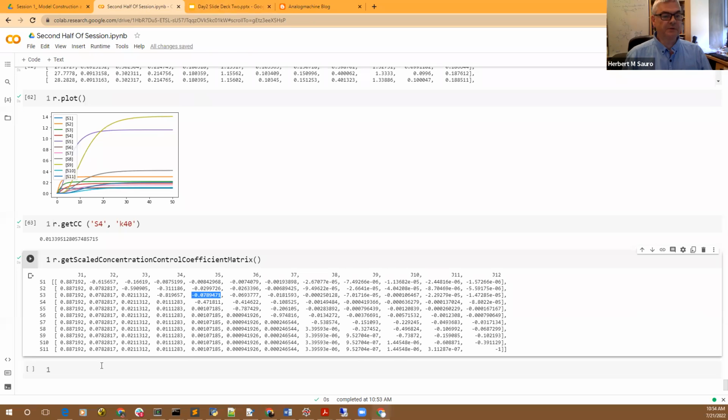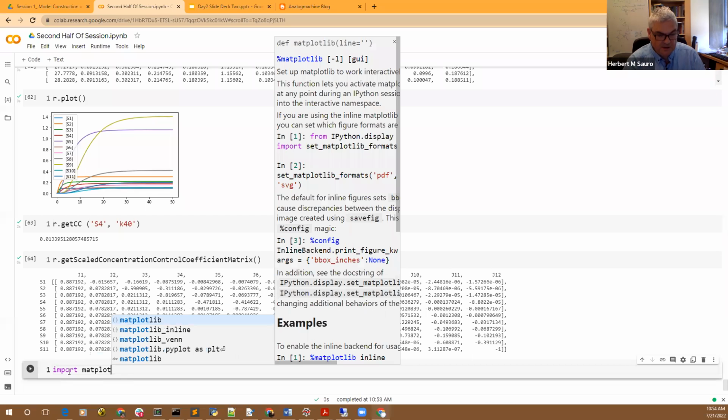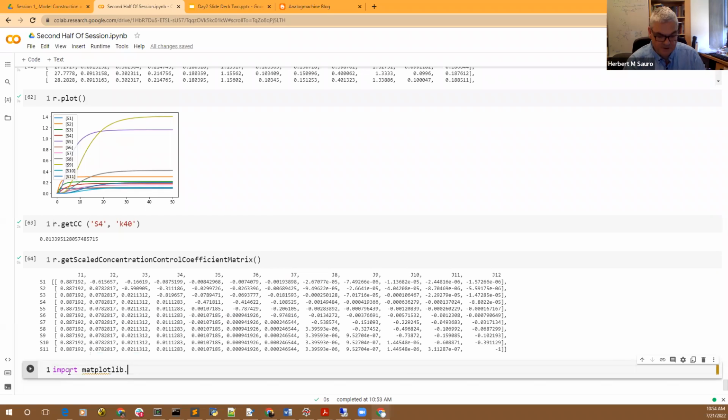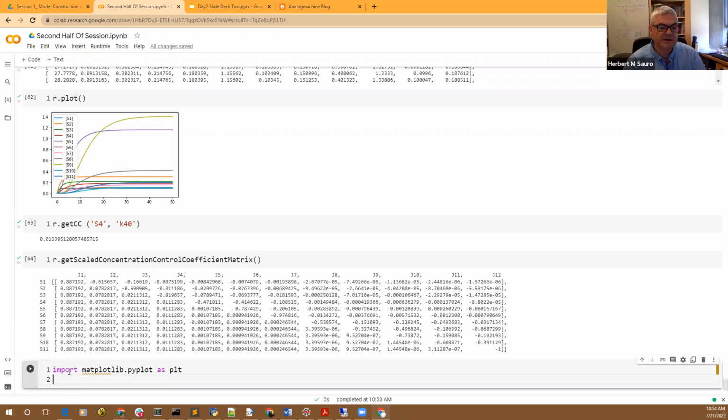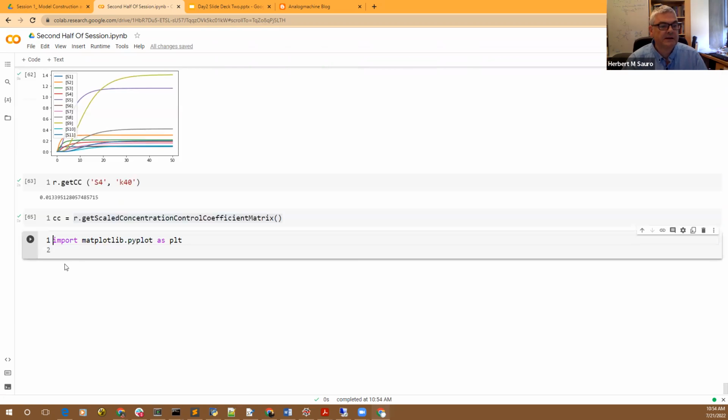Now, let's say I wanted to pull out a particular row, say I wanted to see how the sensitivities of S4 change, and I want to plot a bar graph. So let's do import matplotlib.pyplot as plt. Then let me pull it out as, let's call it CC. So I got the entire matrix. I can then go plt.bar(range.